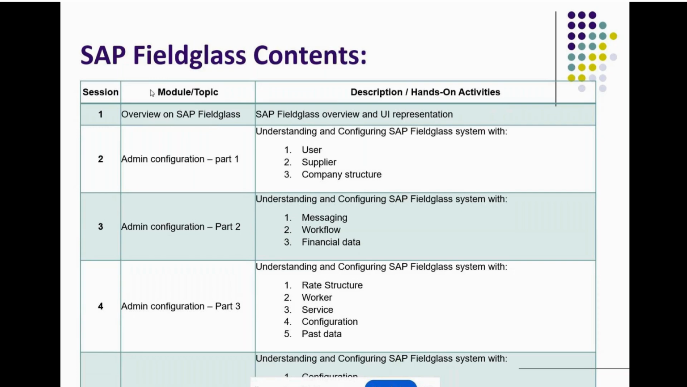This is how we configure the system. Company structure is again a common one: what legal entity we are using, and what cost centers we are using. I'll describe these terms in upcoming sessions. Messaging, again, is about what messages go out, and messaging can be done by email as well. So what messages are going out from Fieldglass and what notifications are triggering, we are going to take care of in the next session.